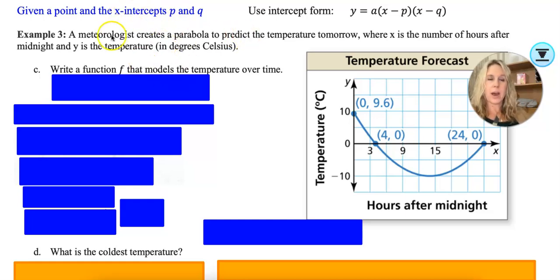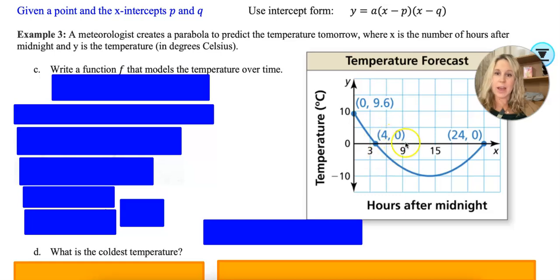So in example 3, you have a meteorologist creating a parabola to predict the temperature tomorrow, where x is the number of hours after midnight and y is the temperature in degrees Celsius. So we want to write a function f that models the temperature over time.